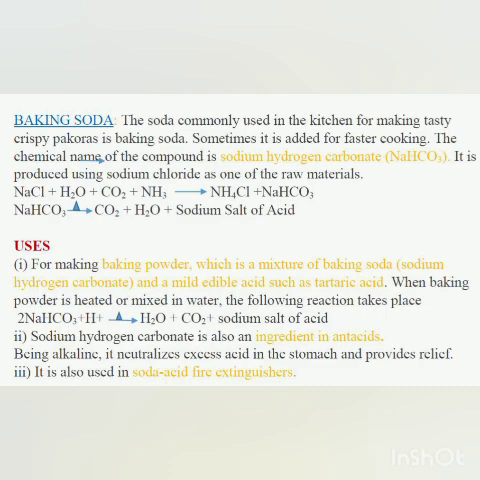Now uses, you can see, for making baking powder. This baking soda is used for making baking powder. Children, please don't get confused with baking soda and baking powder. Baking powder is different and baking soda is different. So baking powder is a mixture of baking soda, that is sodium hydrogen carbonate, and an edible acid. You know, edible acids are weak acids. So it is the mixture of sodium hydrogen carbonate, that is baking soda, and the edible acid. Understood or no? Children, when baking powder is heated or mixed in water, what happens?